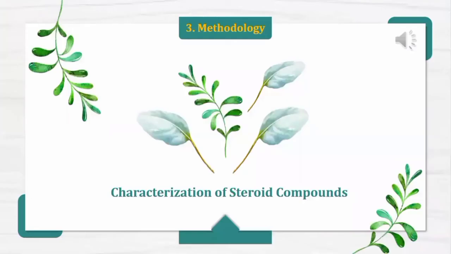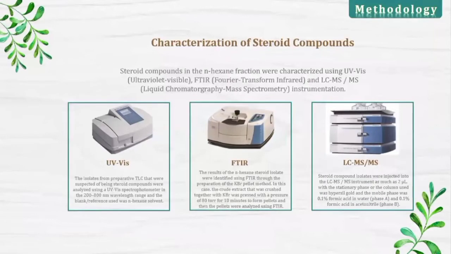The next method is characterization of steroid compounds. The steroid compounds in the n-hexane fraction were characterized using UV-visible, FTIR, and liquid chromatography mass spectrometry instrumentation. First characterization of the steroid compound is using a UV-visible spectrophotometer. The isolate from preparative TLC that was suspected of being a steroid compound was analyzed using a UV-visible spectrophotometer in the 200 to 800 nanometers wavelength range, and the reference used was n-hexane solvent.